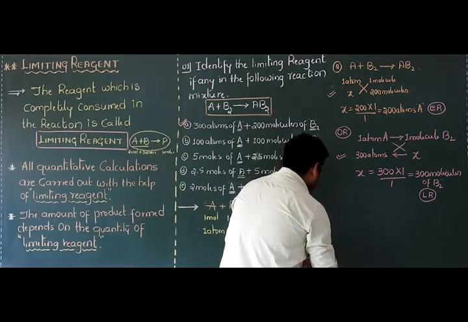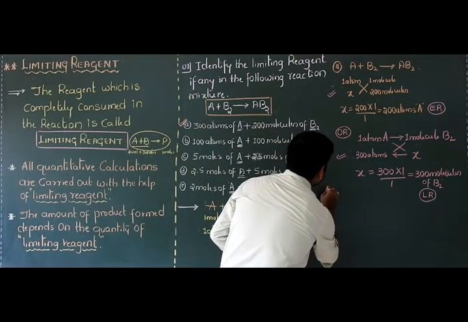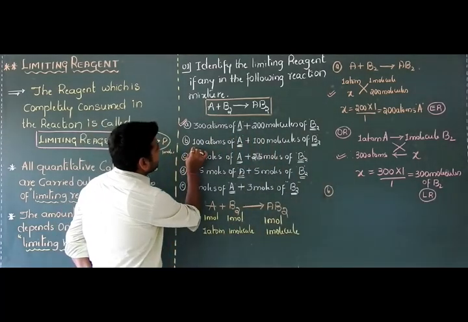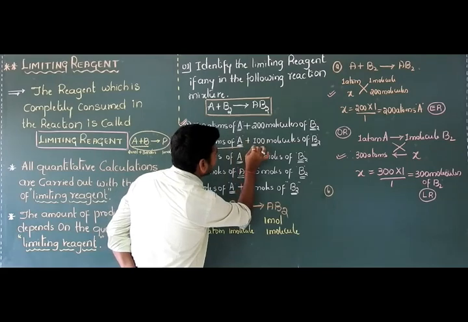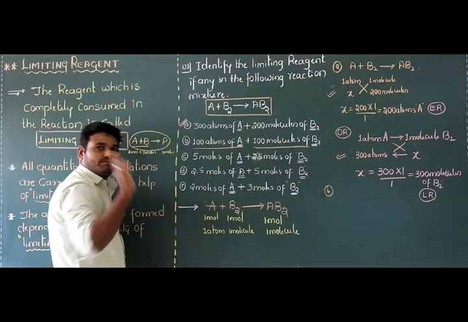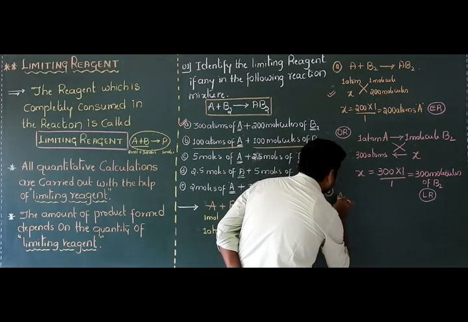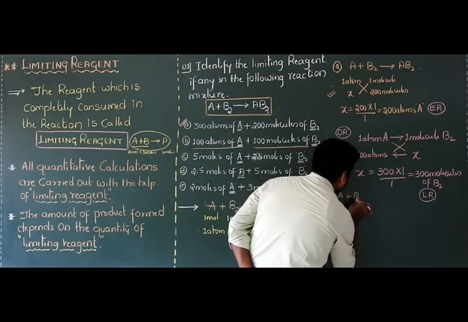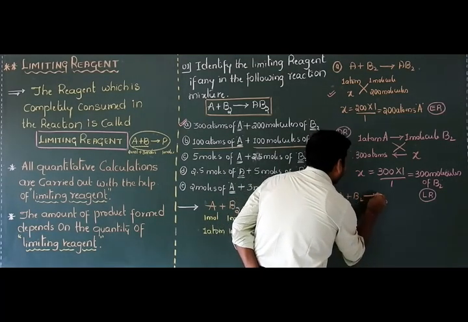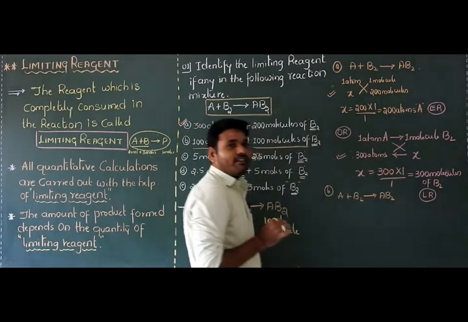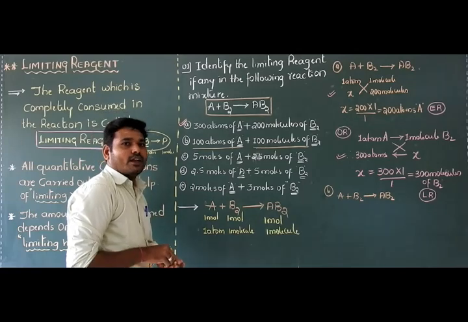Now the second explanation, listen. The second problem in the reaction mixture: 100 atoms of A plus 100 molecules of B2. Listen to this second problem. Once again, write the balanced chemical equation. A plus B2 gives AB2. This is our balanced chemical equation.